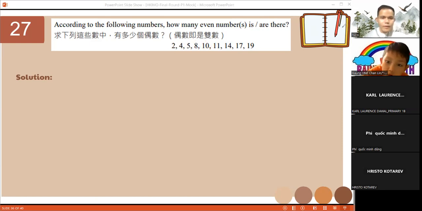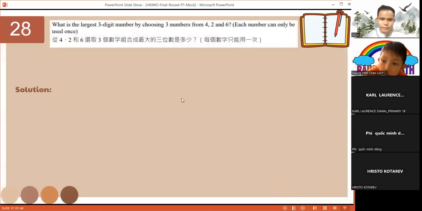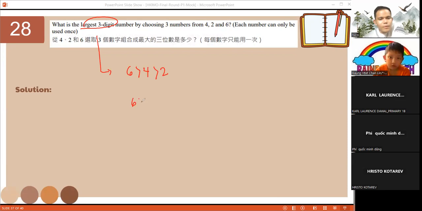Okay, let's have number 28. What is the largest 3-digit number by choosing 3 numbers from 4, 6, and 2, and each number can only be used once? Take note of the largest 3-digit number. Since we know that 6 is greater than 4 is greater than 2, we put 6 first, then we put 4, and then 2, so the answer is 642. Okay?